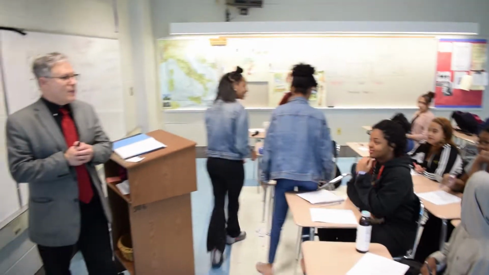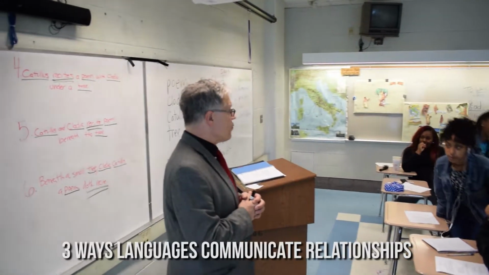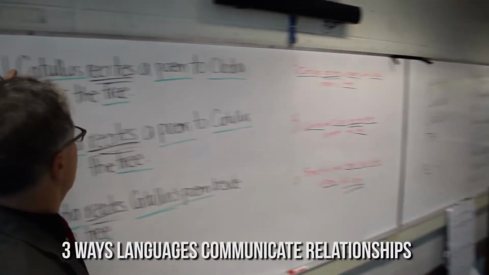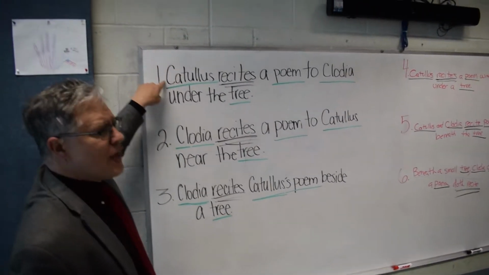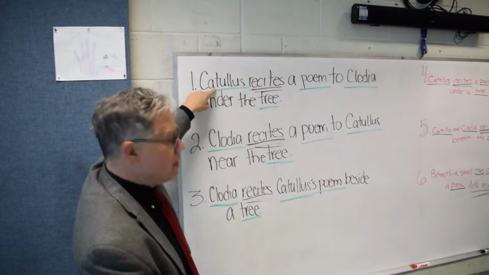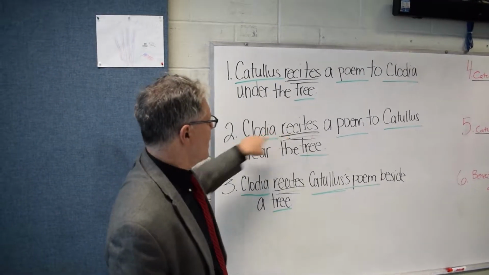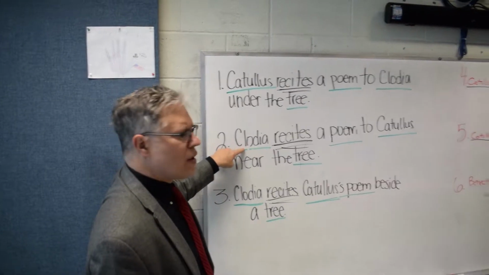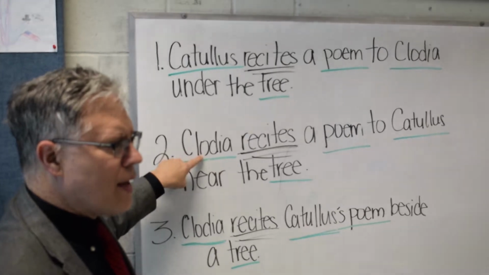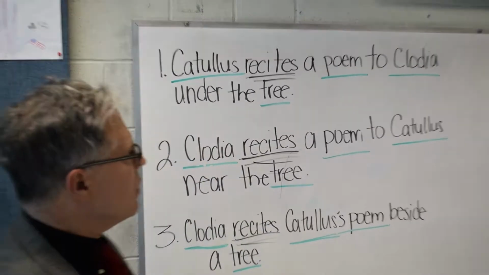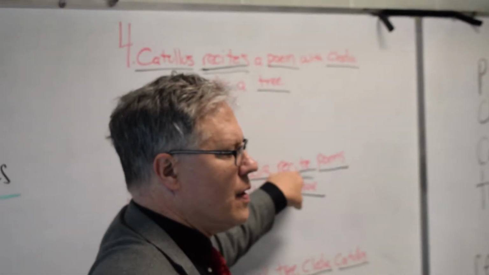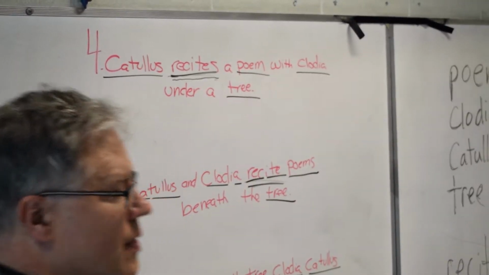Now, what you have demonstrated are the three main ways languages use to communicate relationships. For example, in the first sentence, how do I know Catullus is the one reciting a poem? They come before the verb. Good. How do I know who's reciting here? It's with another word before tree. Well, Claudia, right? Claudia, and look over here. There's two of the nouns before recite. So they're the ones doing the action.